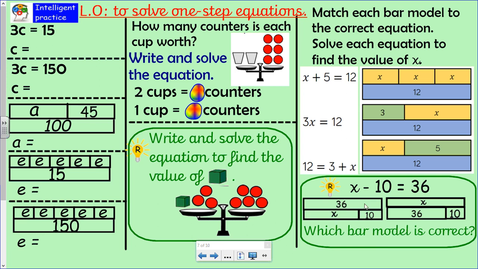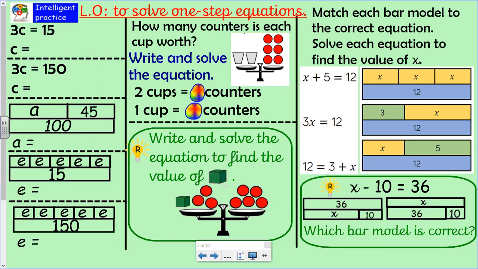Which one of these bar models shows that? So is it this one? So we've got a total of 36 and then x add 10. Or is it this one where x is the total and we've got 36 add 10? So do have a think about that one.